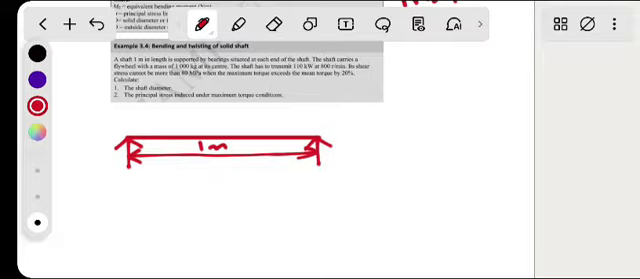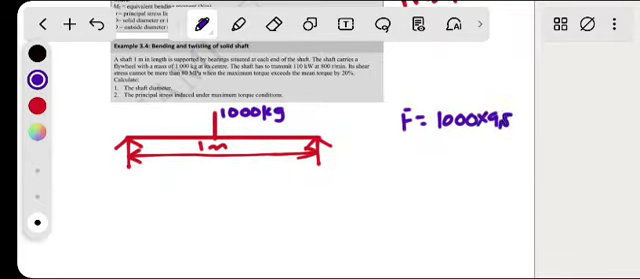carries a flywheel with a mass at the center, 1000 kgs. But you can just convert that to force. Remember, it must be force. So 1000 multiplied by 9.81 will be 9810 Newton. So that is what we have there.